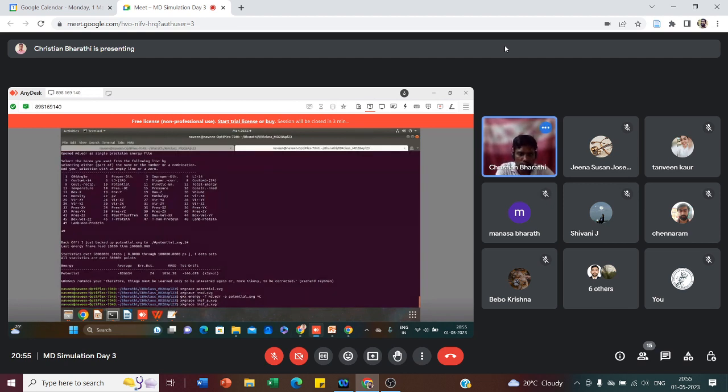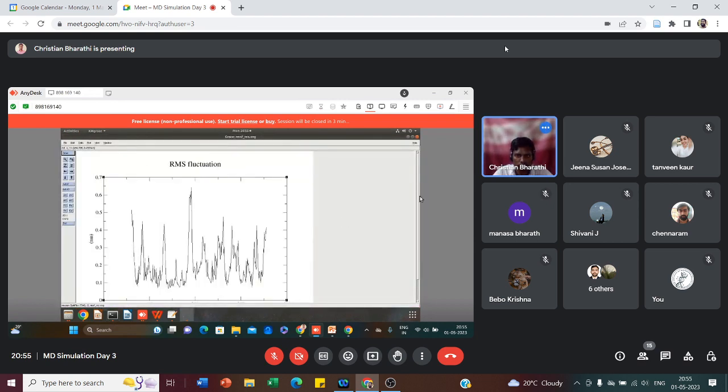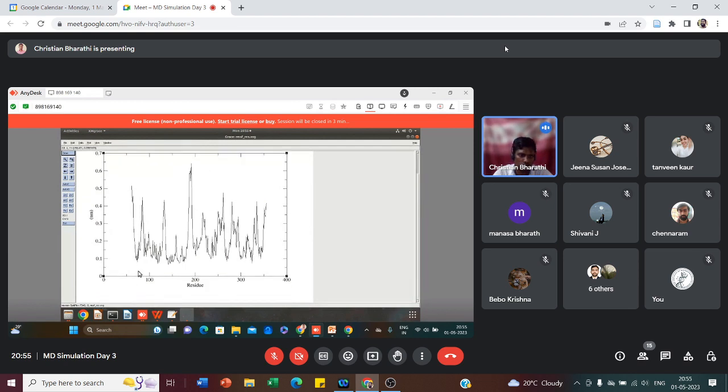Next, this is the residue fluctuation. So initially nearly 50 residues are missing in this protein. So it is 300 on average. It has 300 amino acids. Their fluctuation is shown here.